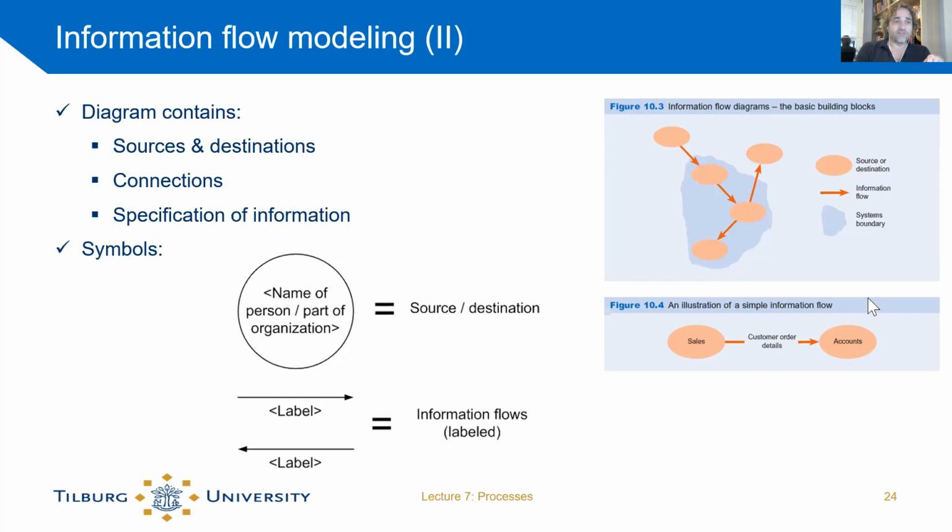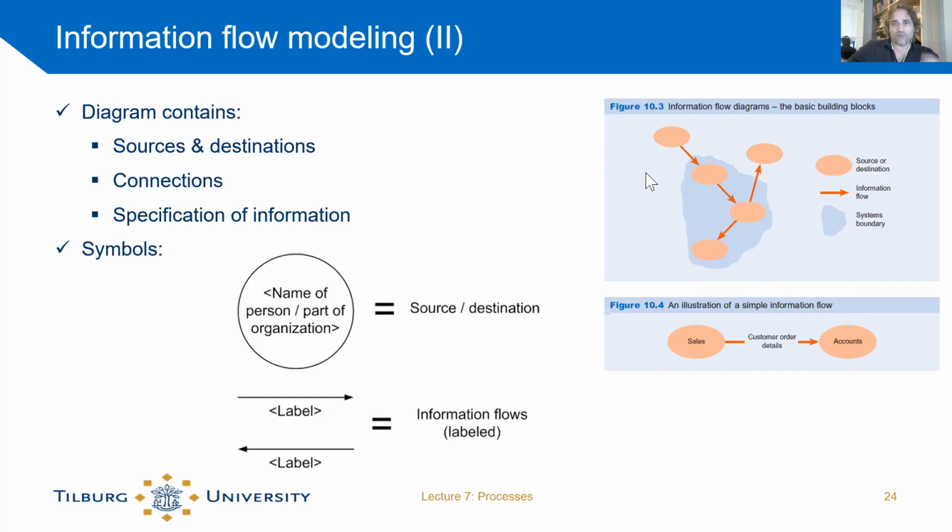So for example, if you look at figure 10.4 here, it's sales sends customer order details to accounts, and they probably will bill the customer. So this unit sends this information to this unit. And that is how we can classify an information flow, a very simple information flow. You can also, as is listed here, see kind of the system boundary.